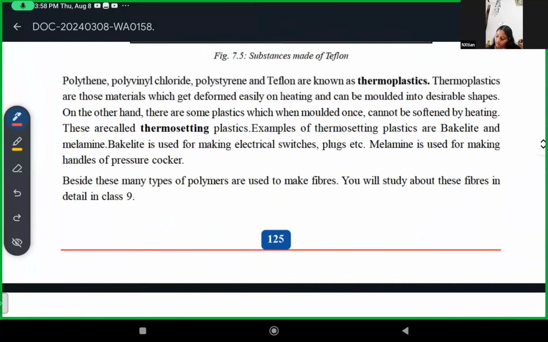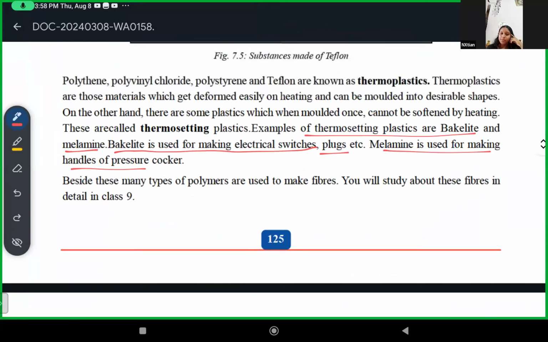Their examples are bakelite and melamine. Bakelite is used for making electrical switches, plugs, etc. Melamine is used for making handles of pressure cookers, because even if they are heated, they do not melt and do not change their shape.